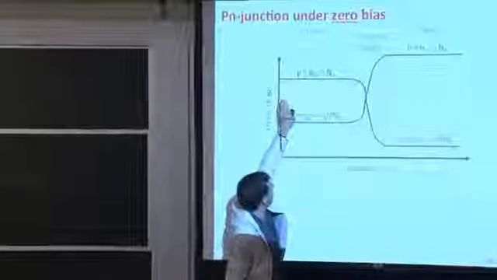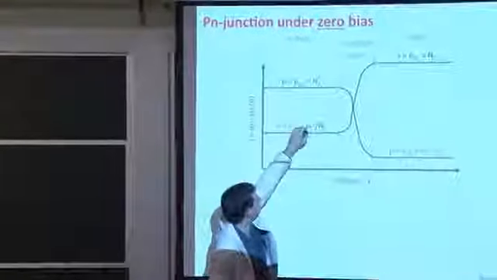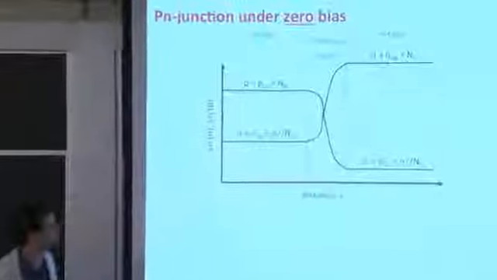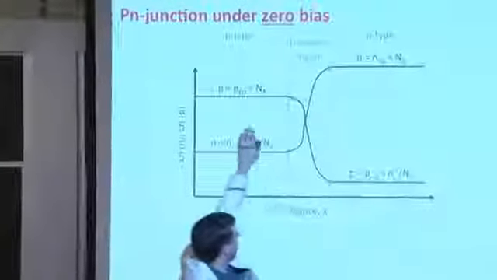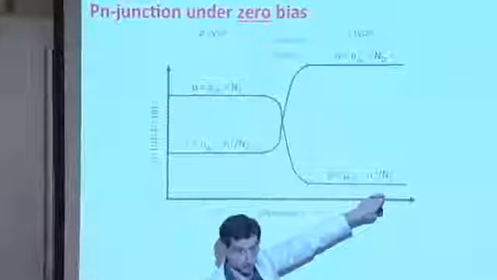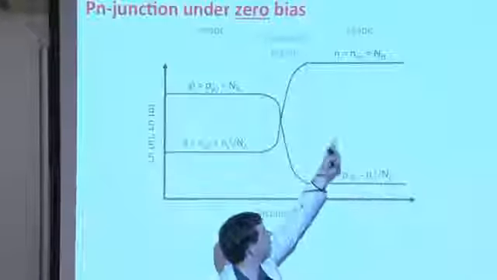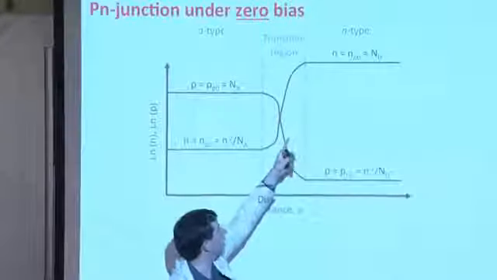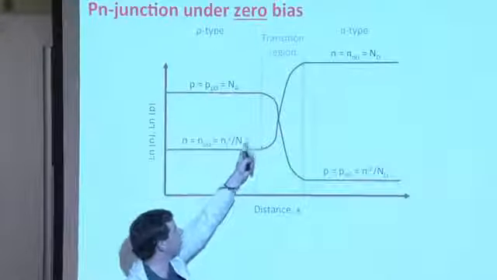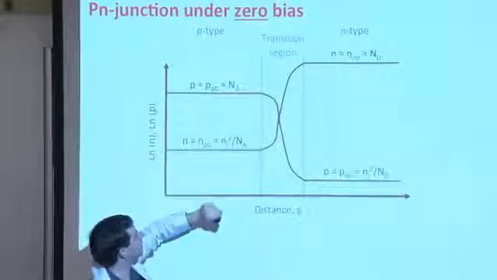Okay, so under zero bias, we have a concentration of holes on one side of our junction that's high. In the p-type material, the concentration of holes is high, and it's approximately equal to the acceptor concentration. On the n-type side of our junction, the hole population is drastically reduced. And on the flip side, our electron concentration is very high, and it drops into the p-type side.